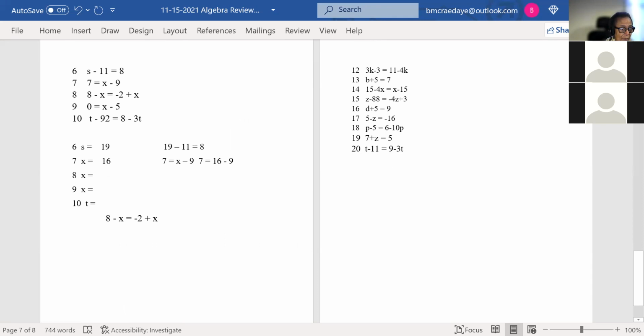Well, we need to get all of our variables together, the X's, and we need to get our constants together, the 8 and the minus 2. So we could subtract X from both sides. We could start with the X's or we could start with the constants. Doesn't matter. Let's say subtract X from both sides.